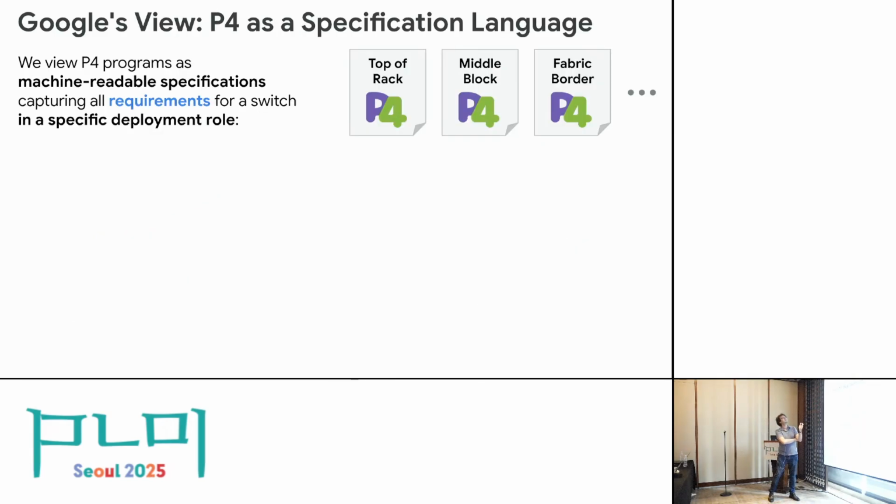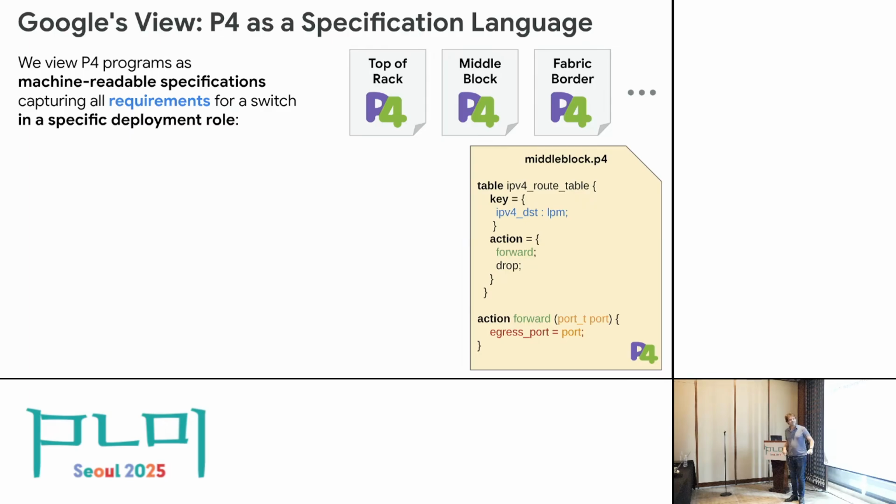What does that buy us? Well, actually, if you think of these P4 programs now as machine-readable specifications, they just have to capture the requirements for a particular switch in a particular deployment role. If you know data center networking, and again, you super don't, then these are three very common types of switches that you have in a data center. Top-of-rack switches, middle blocks, and fabric border routers. This is the only P4 that I'm going to show you throughout this entire talk. So I'm going to really make sure I explain it moderately well.